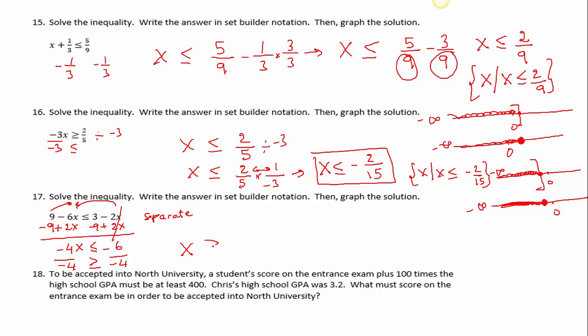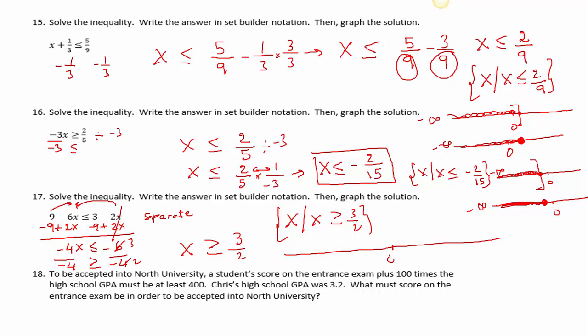So x would be greater than or equal to negative 6 over 4, the negatives will cancel. 6 over 4 is 3/2. 6 divided by 2 is 3, and 4 divided by 2 is 2. So to write this in set builder notation, we have x such that x is greater than or equal to 3/2. To graph this on the real number line, this is 0.